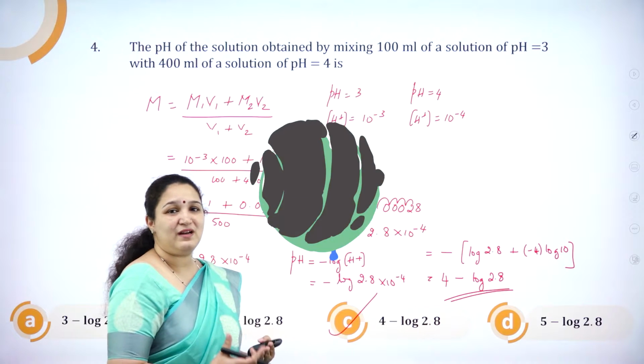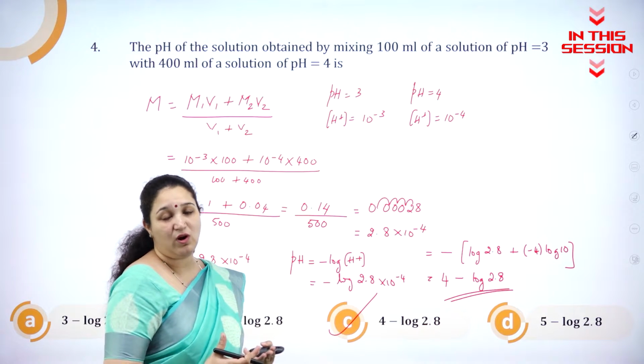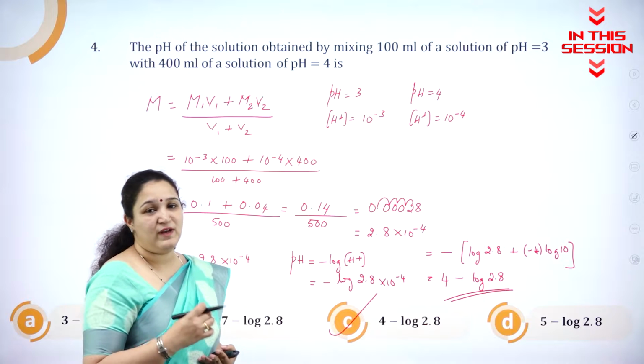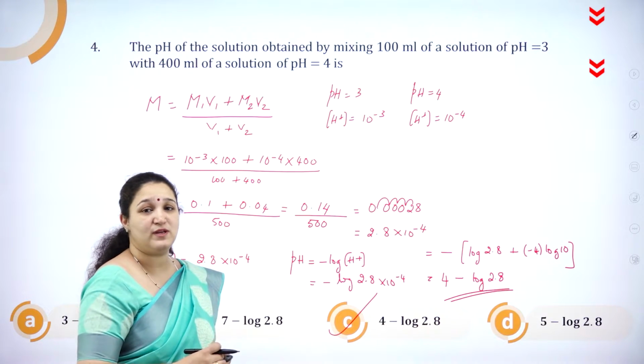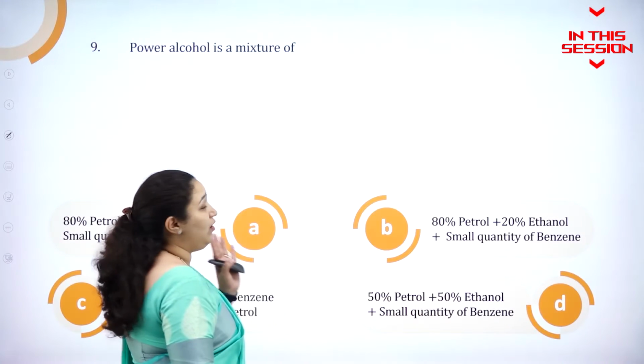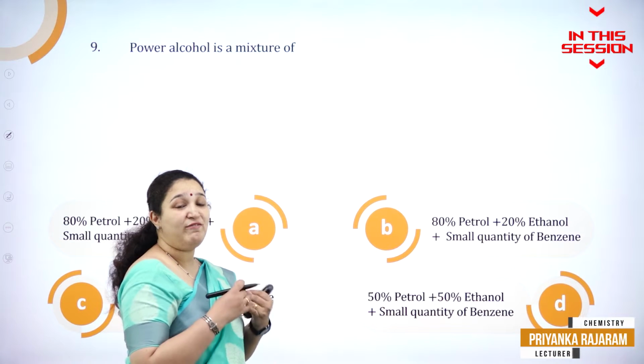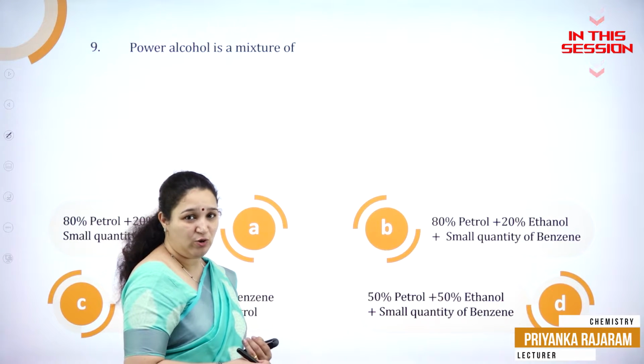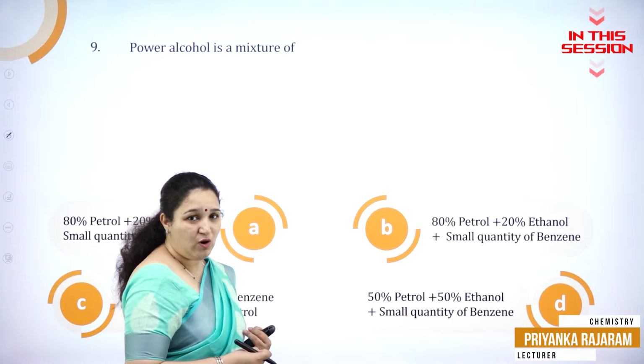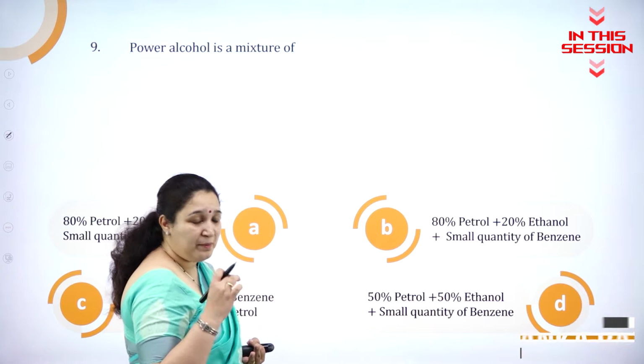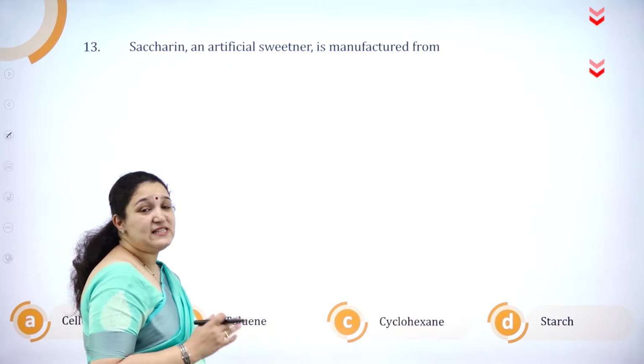ನಿಮಗೆ ಕಾನ್ಸೆಪ್ಟೇ ಕ್ಲಿಯರ್ ಇಲ್ಲ ಅಂತ ಹೇಳಿದ್ರೆ then you will not be able to solve every question in 1 minute even if the question is based on fact. Power alcohol means you have 80% of petrol, 20% of alcohol with small quantity of benzene. Saccharin is an artificial sweetener.